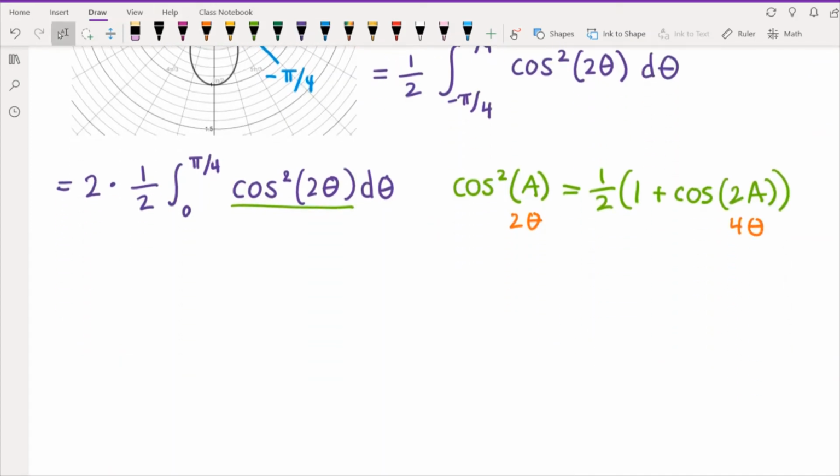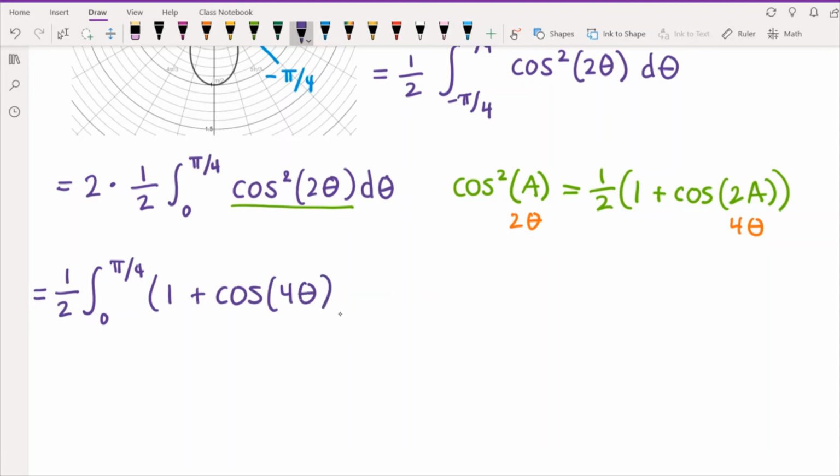So we're going to end up here with the integral from 0 to pi over 4 of 1/2. And actually, let's pull that 1/2 outside of the integral. And then we have 1 plus cosine of 4 theta d theta. So now we can just break this up and integrate each piece. And so we're going to get 1/2 times, so what's the antiderivative of 1? That would just be theta.